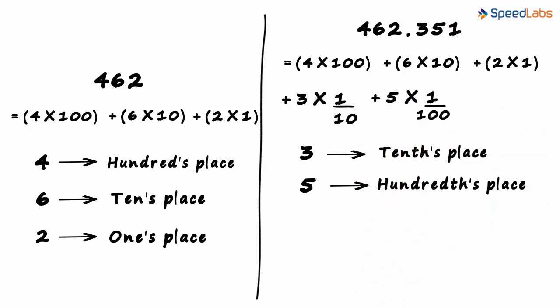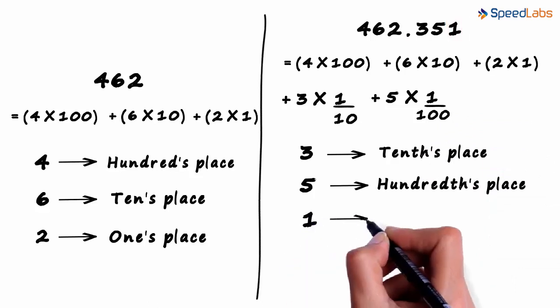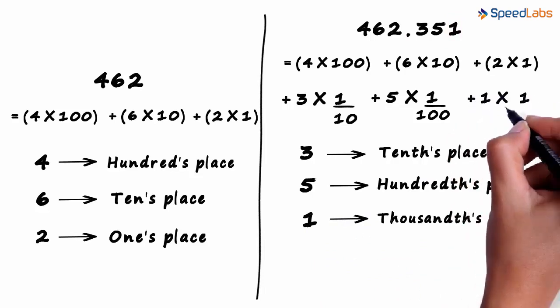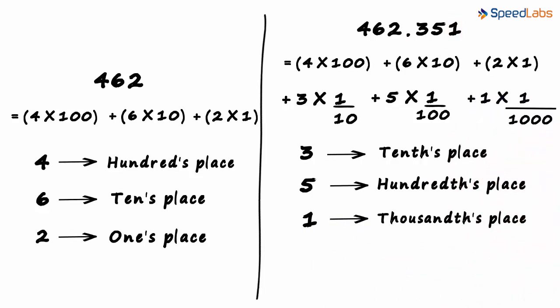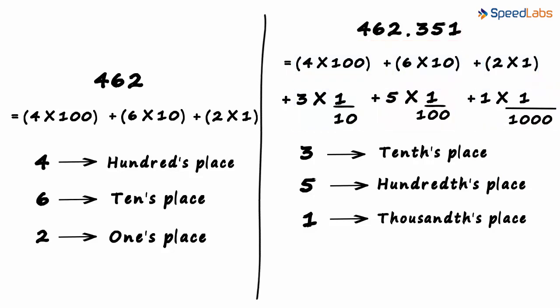The third digit to the right of the decimal point, which is 1, is said to be in the thousandths place. So we add 1 multiplied by 1 by 1000. If you add these 6 values, you will get 462.351. Decimals are just another way of representing fractions.